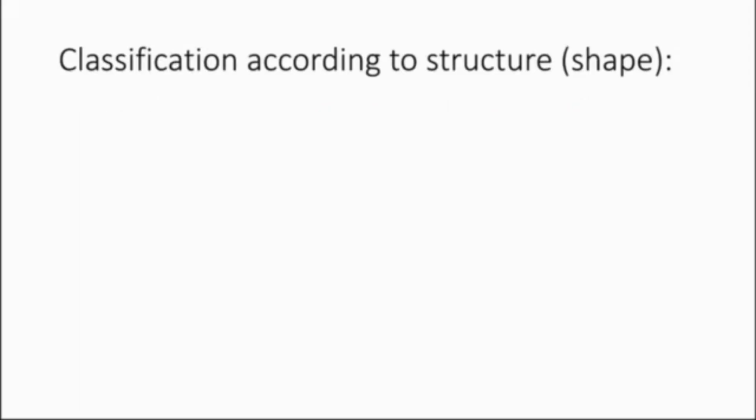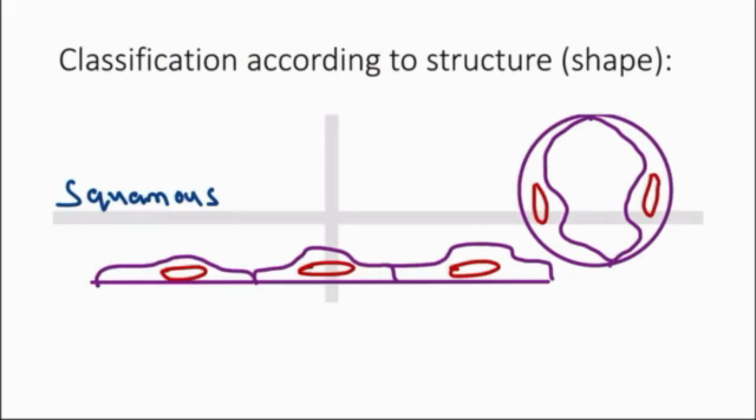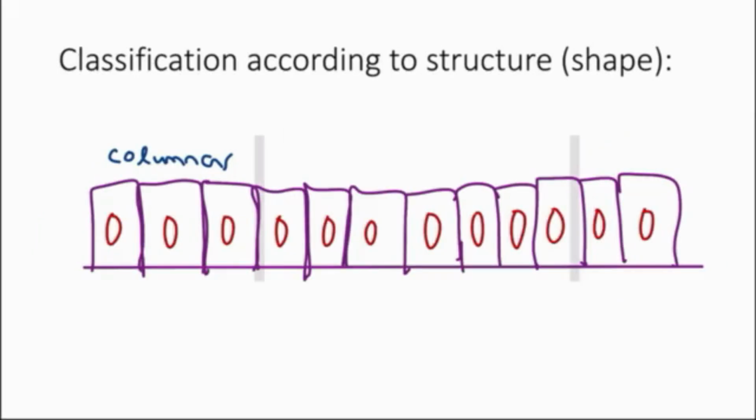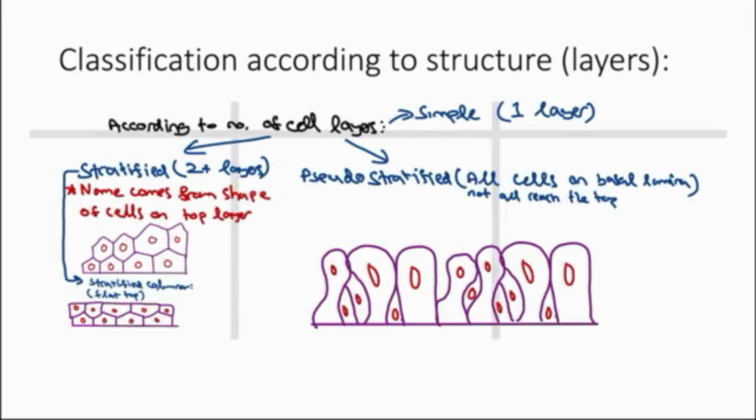Classification according to structure. First of all, we're going to start with shape. There are three types of shapes you can have for your epithelium. You can have squamous, which are flat-like cells, and this on the right is an example of a cross section of squamous epithelium, really thin flat cells. You can also have cuboidal, which from the name is cube shaped, and there's also columnar, which is from columns.